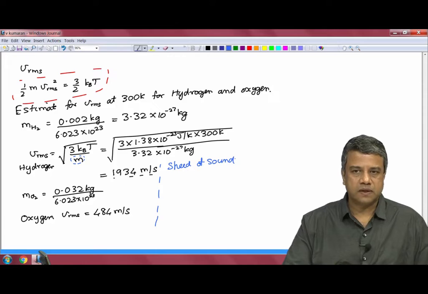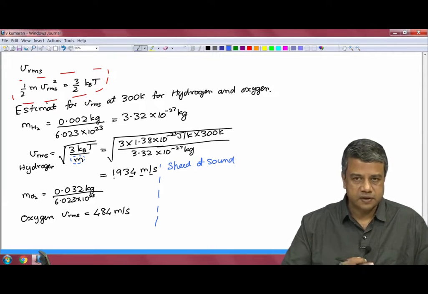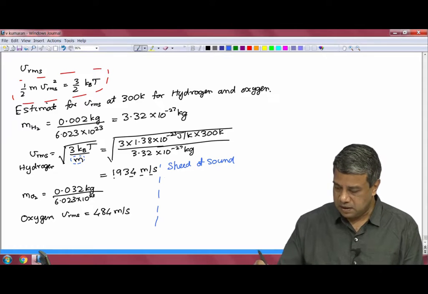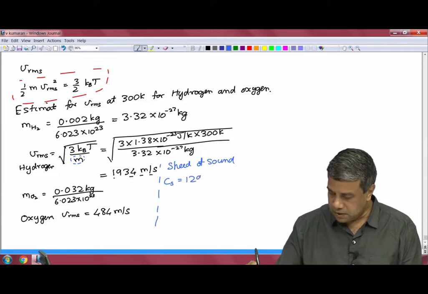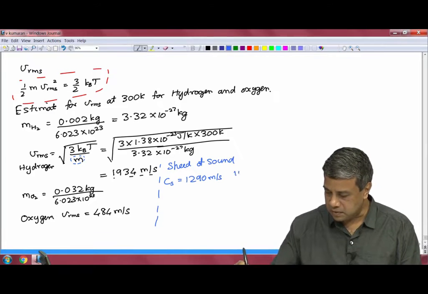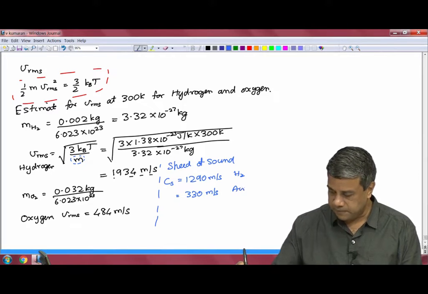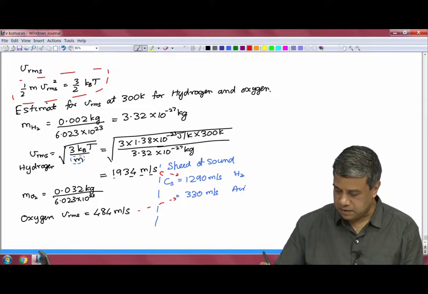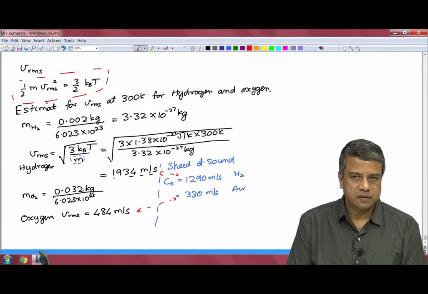Sound is a pressure wave which travels at a speed that is approximately of the same magnitude as the molecular velocity. The speed of sound is equal to 1290 meters per second in H2 and it is equal to 330 meters per second in air. You can see that these are of the same magnitudes. So the speed of a molecule and the speed of sound are approximately of the same magnitudes.